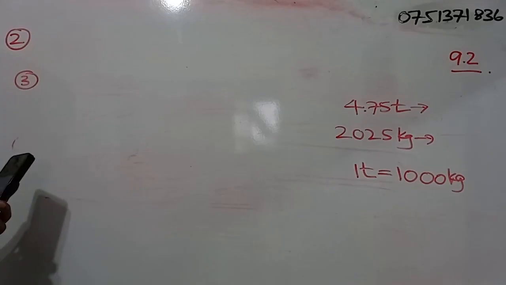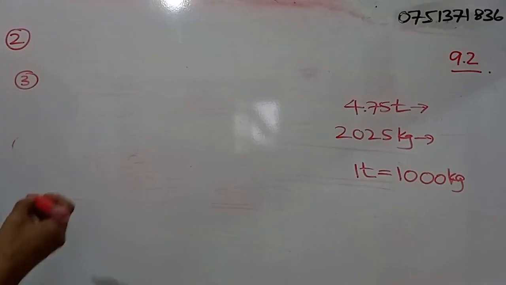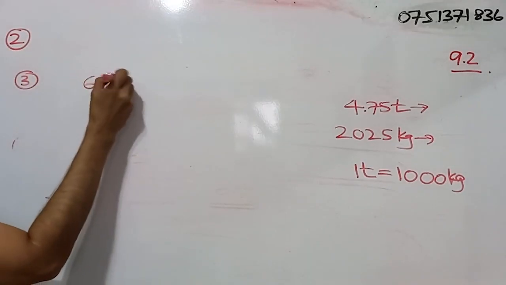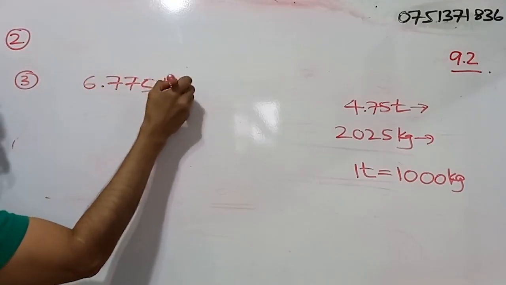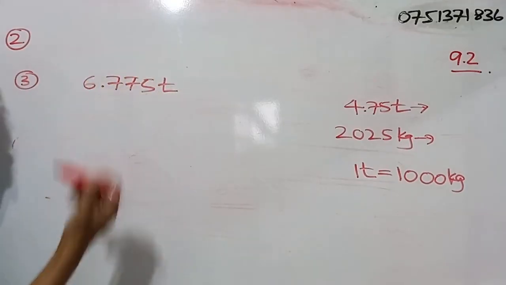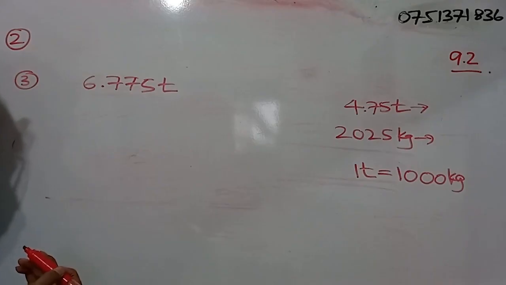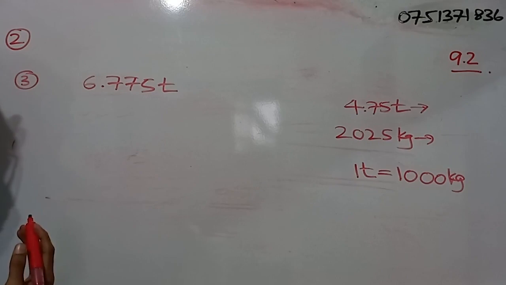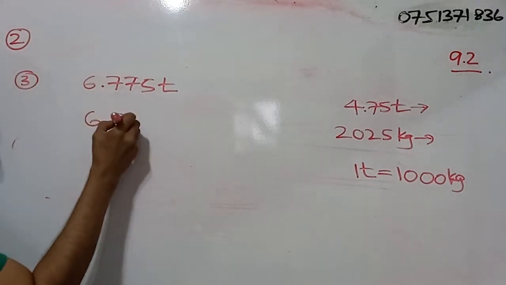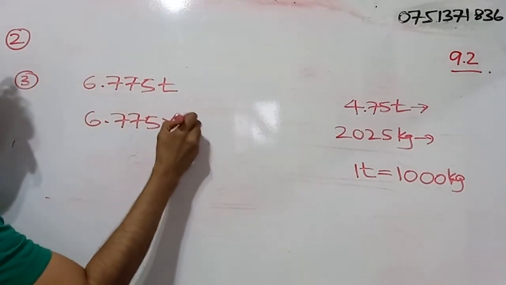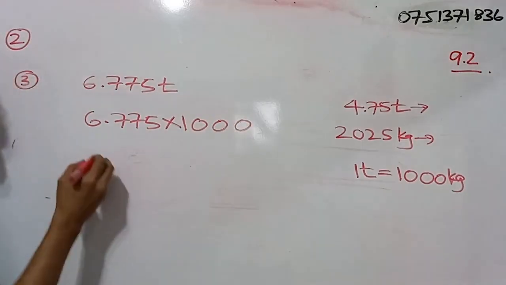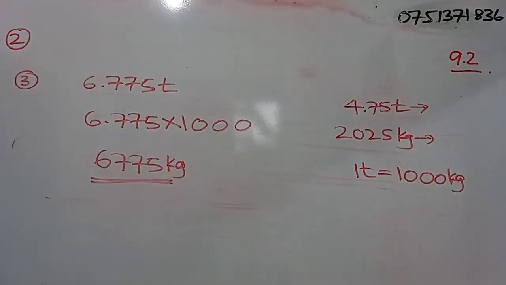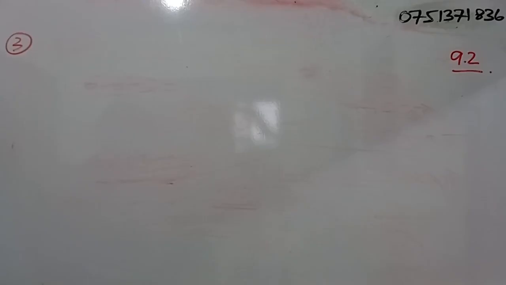We got the value as 6.775 tons. It is given to us in tons, so in order to convert this value into kilograms, what do we have to do? We have to multiply this by 1000. So this becomes 6,775 kilograms.